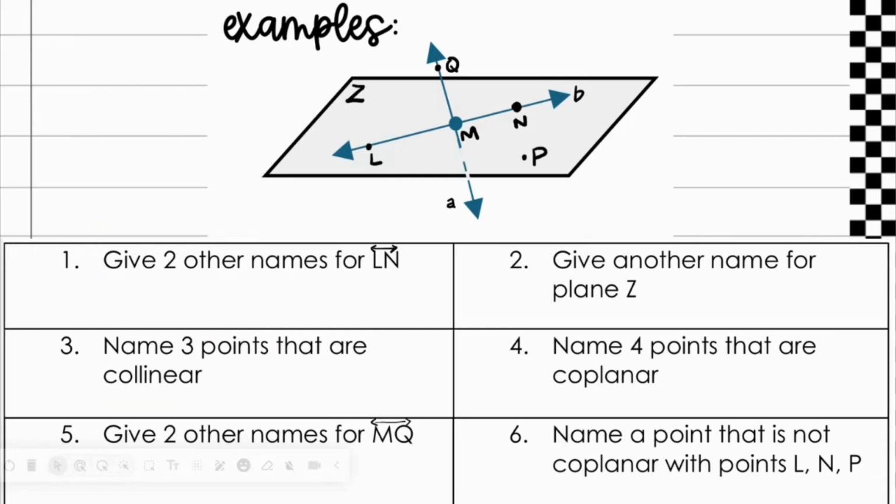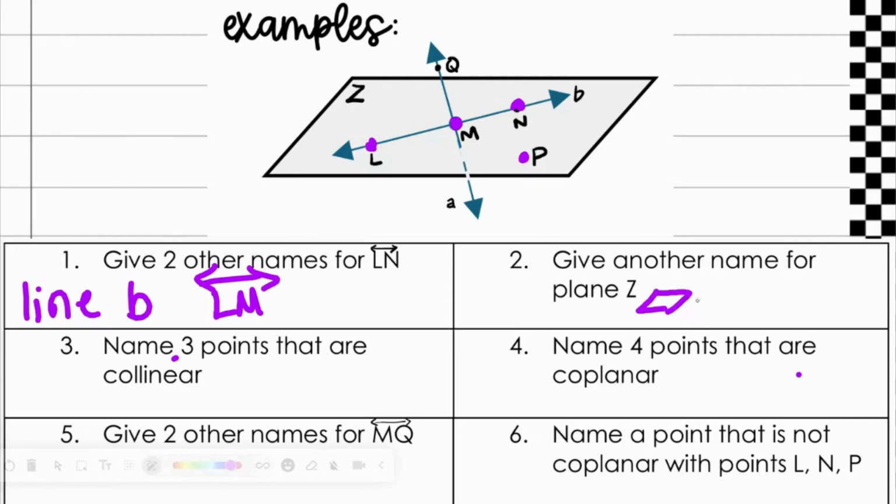So here's a few examples. Give another name for LN. You could also call this line B, or you could call it LM. Make sure you put the line on top. Give another name for plane Z. You're going to pick any 3 points on this plane that are not in a straight line. So you cannot call it LMN. You could say, for example, it's plane LMP, as long as you pick 3 points not in a straight line.